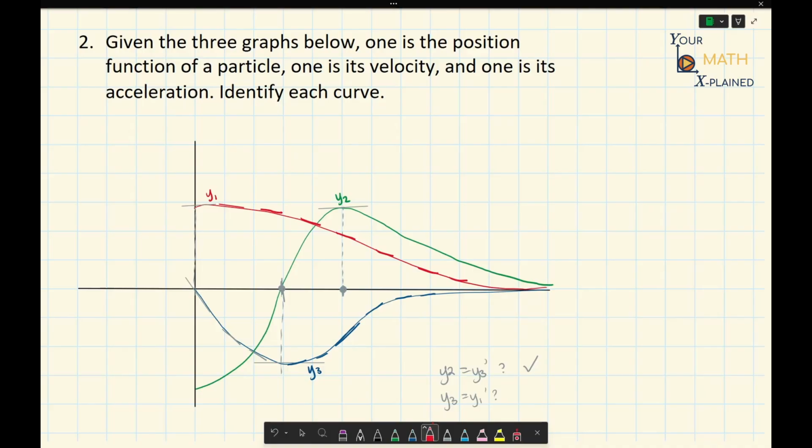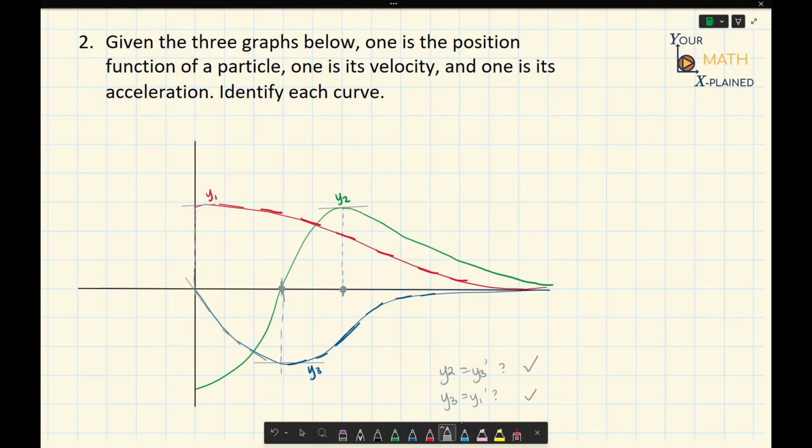So the slope of y1 is always negative, starts off a little less steep, gets more steep, and then becomes a little less steep again. So that matches what we see for y3, because y3 is always negative. We start with 0, and then we go from a small negative number to a more negative number, and then we go back to being smaller negative numbers.